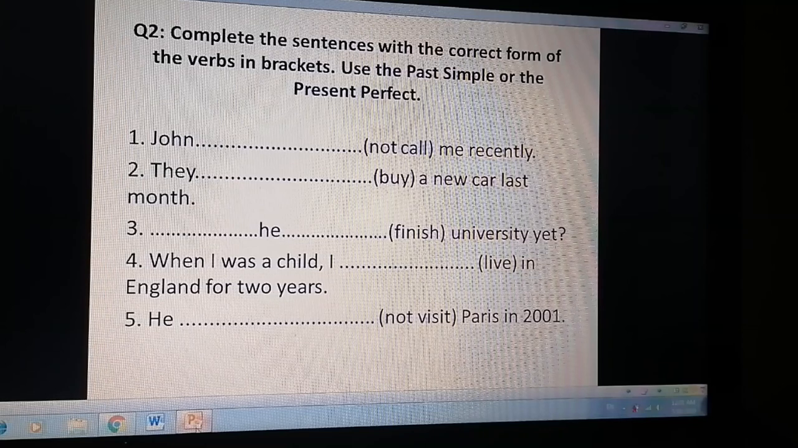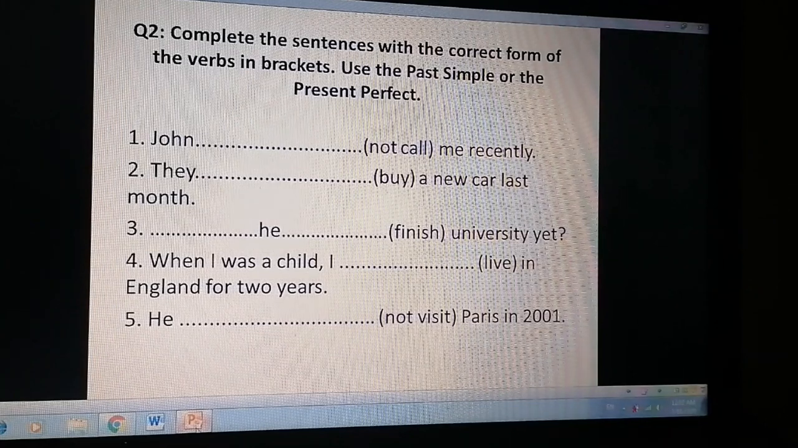2. They buy a new car last month. Last month is the keyword of simple past. So they, subject, verb, past, buy, bought. Buy هو irregular verb، تصريف التاني منه, bought.